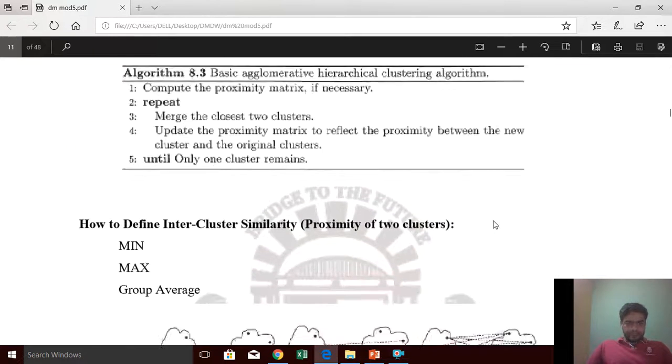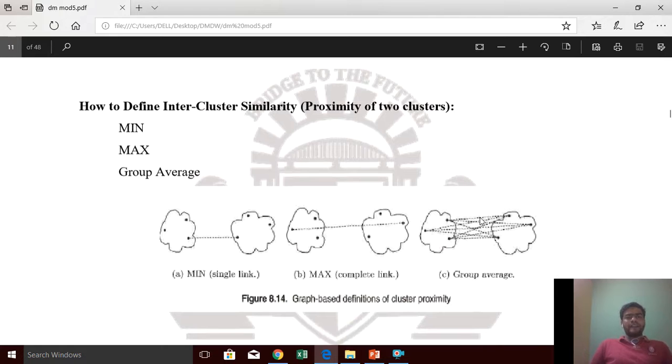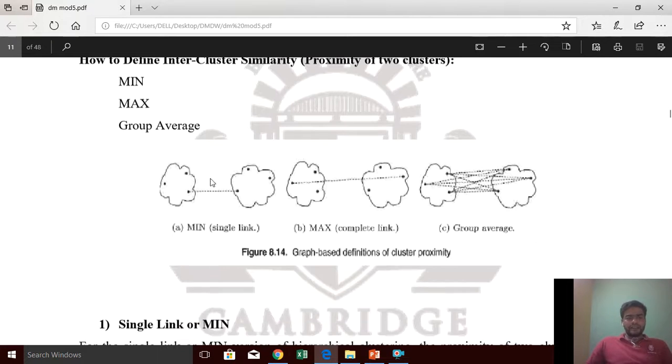Now, how do we define intercluster similarity or proximity of two clusters? In the agglomerative hierarchical algorithm, there are different methods to find the intercluster similarity. There are 3 methods: minimum, maximum and group average. Minimum is single link, the minimum distance between the two clusters. Maximum is complete link, the maximum distance between the two clusters.